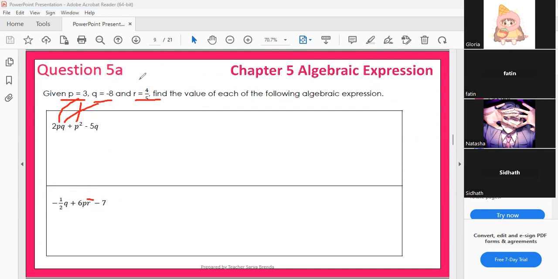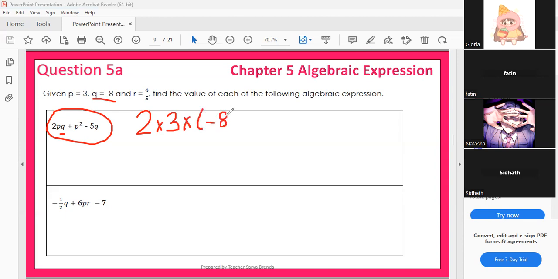Okay, so now, this one, I will do one question. All of you, try this question now on your side. How do I do? Put 2, keep the 2. P is 3, so times 3. Okay, Q is how much? Q is -8, so times -8.